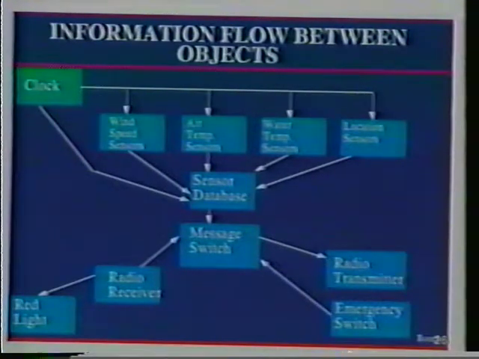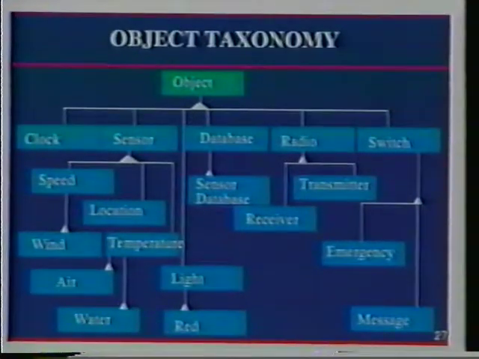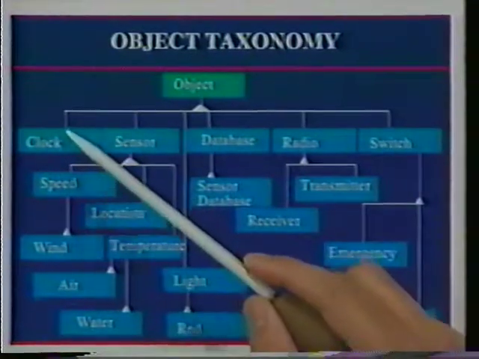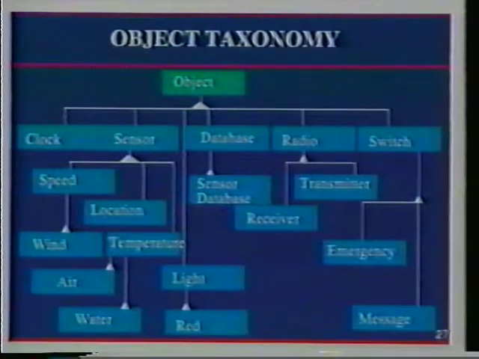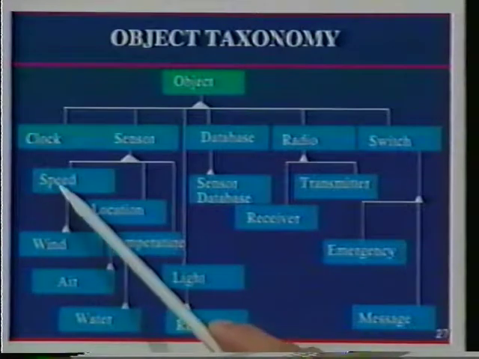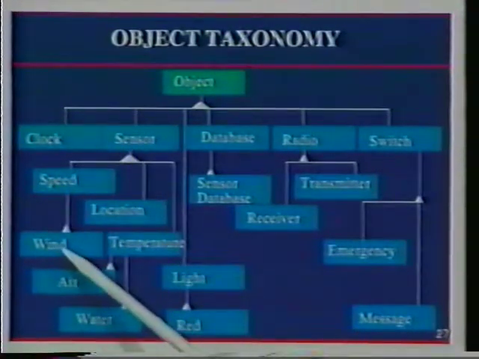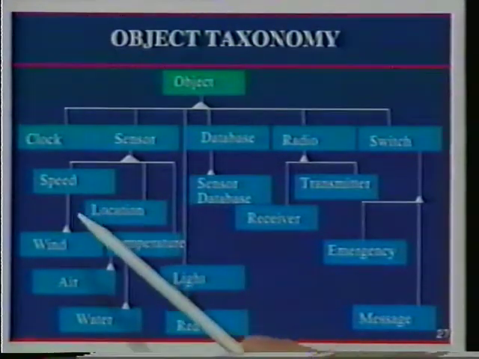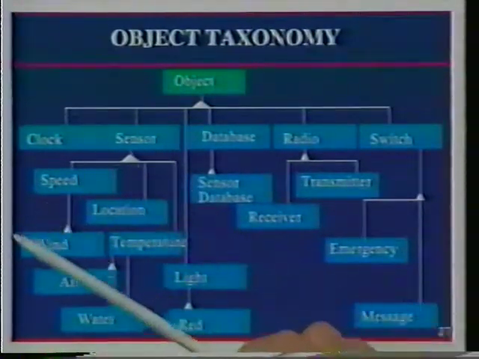We can draw a taxonomy of these objects. Like here is an object taxonomy, where we have at the top level the object. There's a clock object, which is a subclass of this object. There's a sensor object, which is a subclass of this object. There's a database object, subclass of this. Then we have the speed sensor object, which is a kind of a sensor object. Then I have the wind speed sensor object, which is a subclass of the speed sensor object. The location object is a subclass of the sensor objects.